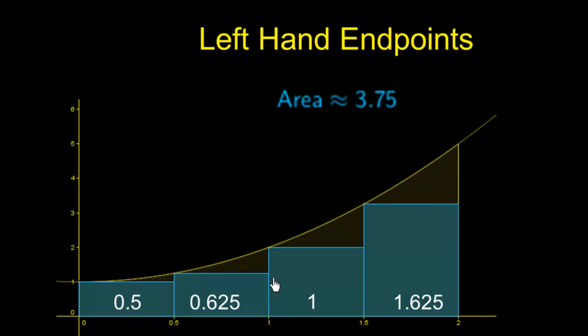Now remember, I told you the true area was 4.6 repeating. So this is actually an underestimate. But that makes sense because notice that every single rectangle underestimates the area a little bit. So you can see that we have this extra area that we haven't added up.